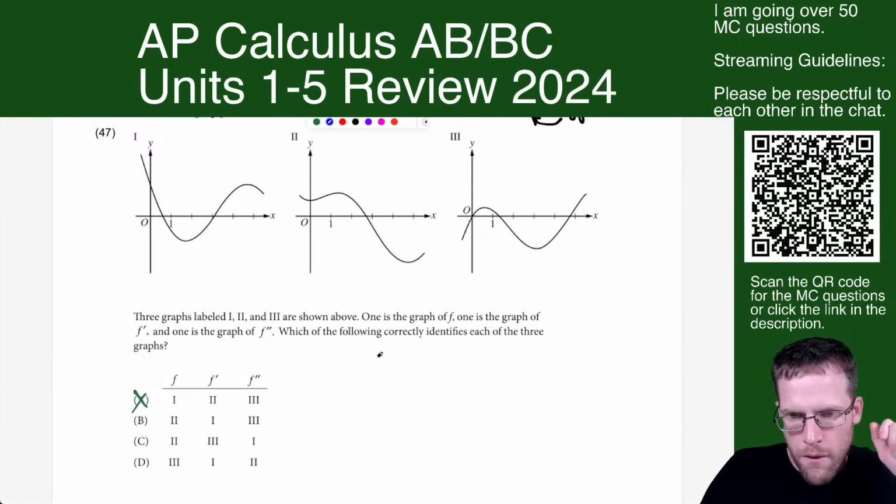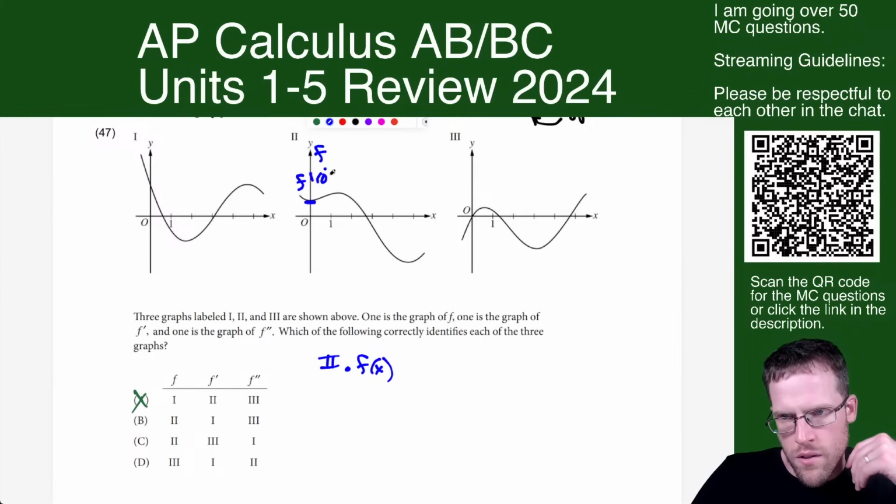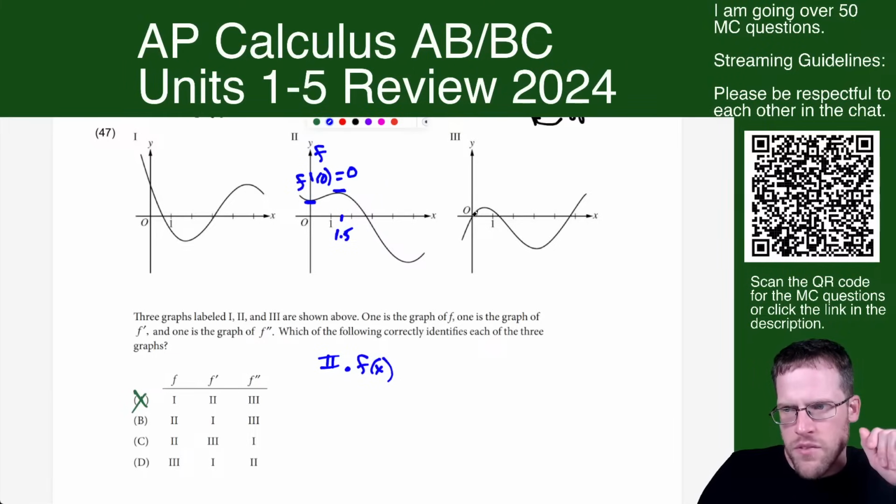So then, what if Roman numeral 2 is f? Well, if Roman numeral 2 is f, this looks like a 0 slope here. So this looks like slope 0. So if this is f, then here, f prime of 0 would be 0. And then this looks like a local maximum at 1.5. So here, just looking, you see how f prime of 0 is 0. This looks like a potential graph of f prime. And then that would mean Roman numeral 3 would be f prime.